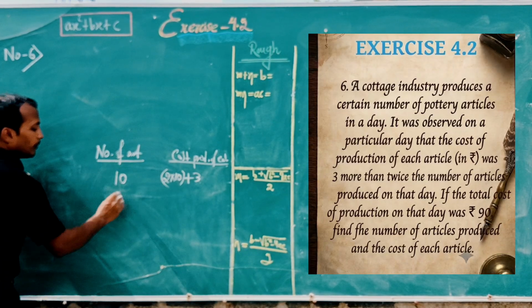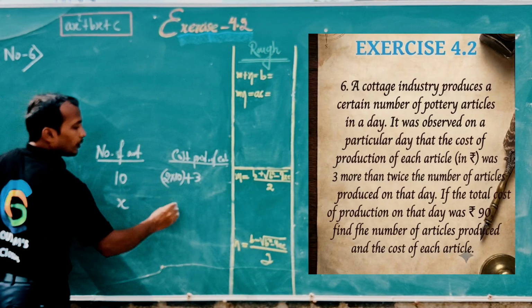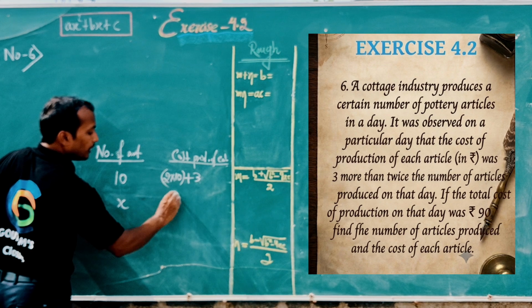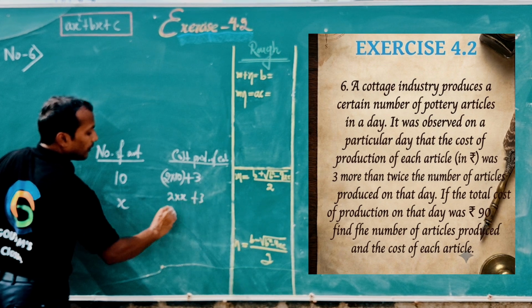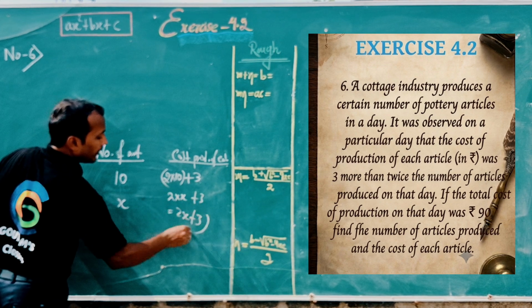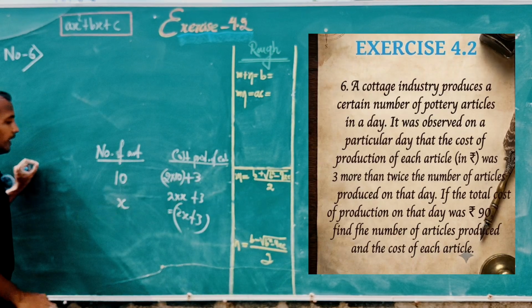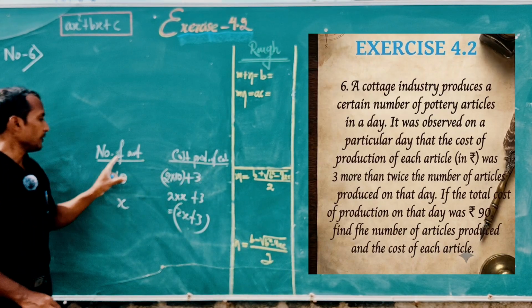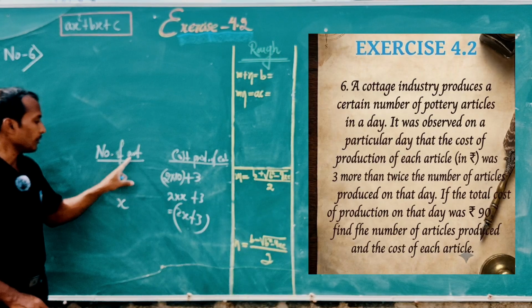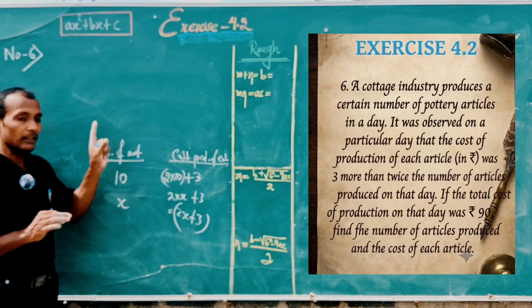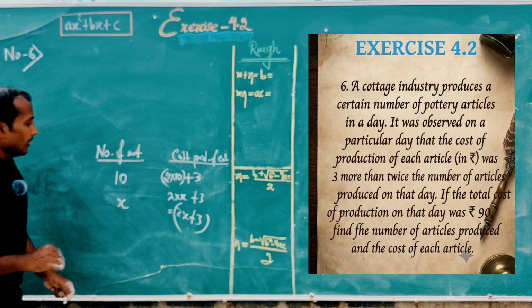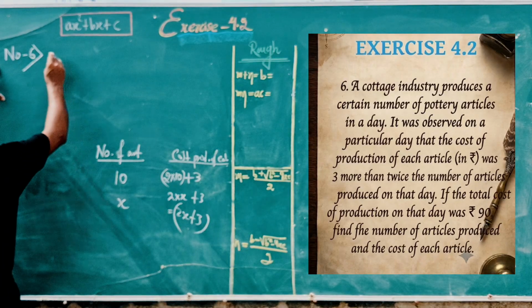That means if I take the number of articles as x, then the cost of producing each article will be 2 into x plus 3, which means 2x plus 3. This is the cost of producing each article if the number of articles is x. Cost of production of each article depends on the number of articles. So I will take the number of articles as x and I will continue the answer part. So let us start with this.